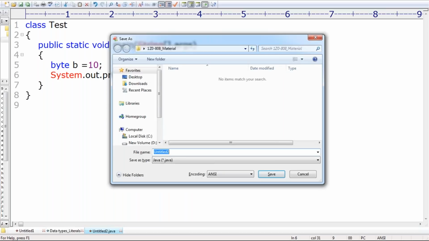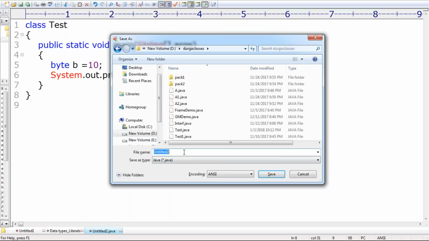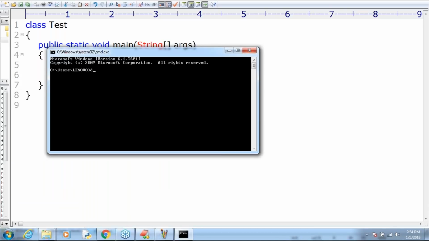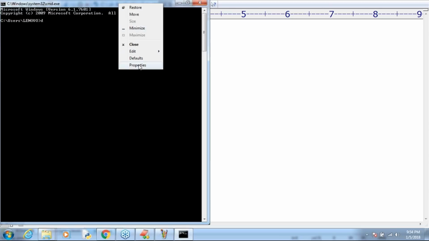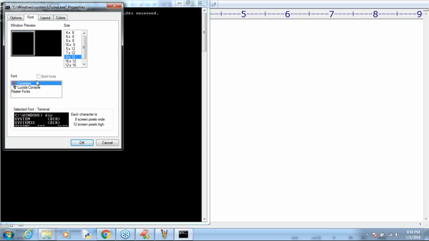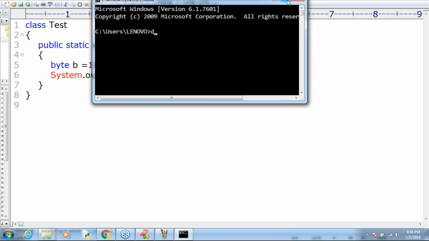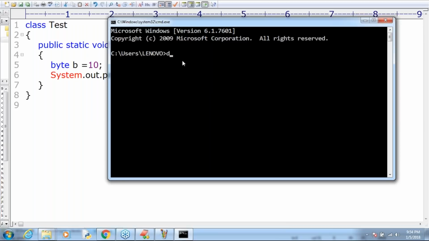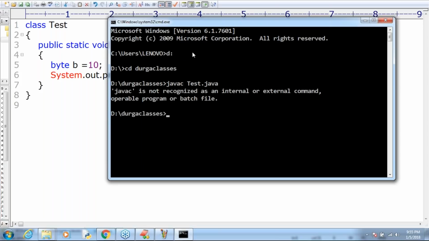Let me take D:Durga classes test.java. Let me go here. Oh, my system got formatted. I told you yesterday. Properties, font. Excellent. Is it visible, right? Yes. Now observe. Let me go to Durga classes and run javac test.java, which is perfectly valid.